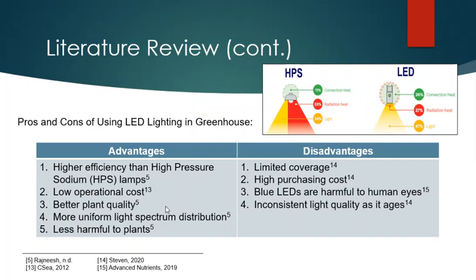LEDs provide a more uniform light spectrum distribution as they are small, and thus, leaves below the canopy level will be able to get light source too. Lastly, LEDs are less harmful to plants as they release lower radiation heat than HPS lamps, as shown in the figure above.